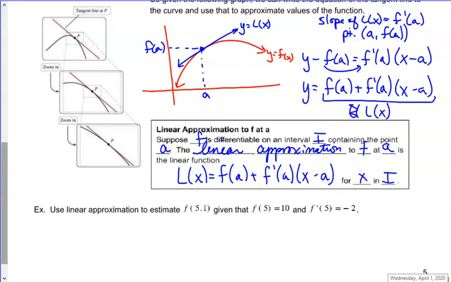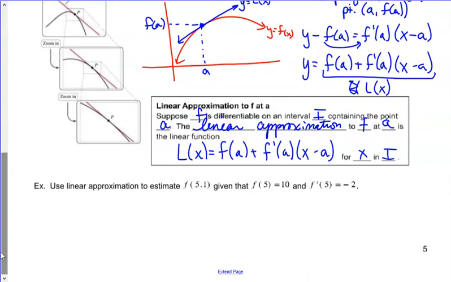So what we are approximating is going to be our x value. The A value that we are picking is going to be the nicer whole number there. So we're going to use that linear approximation to find an estimate for f of, or you could say L of 5.1, given that f of 5 equals 10 and f prime of 5 equals negative 2. So just so you know, this, remember, is going to be our x value. Our A value is the nice point that we know more information about.